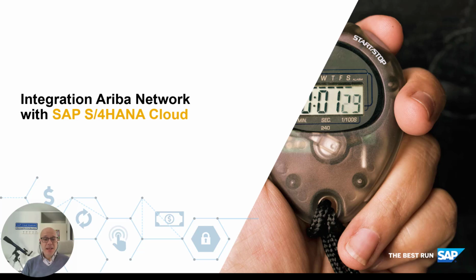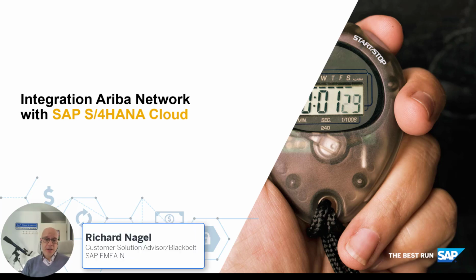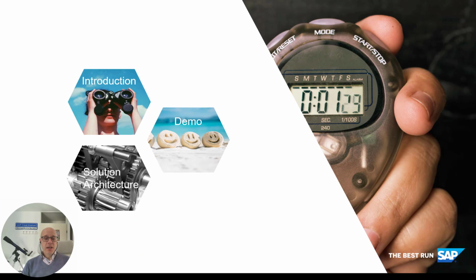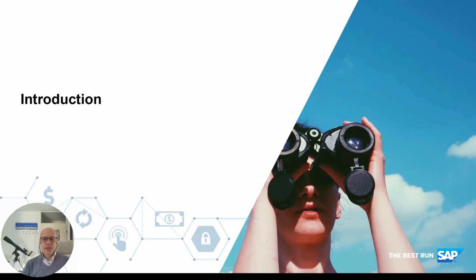Hi, in this demo video, I'm going to demonstrate how S/4HANA Cloud can be connected to the Ariba network. The goal is to make better, quicker, easier communication between buyers and suppliers. In the video, I first do a quick introduction of the situation, then go straight to the demo, and I finalize by explaining how the setup of the architecture actually is. So let's go to the introduction first.